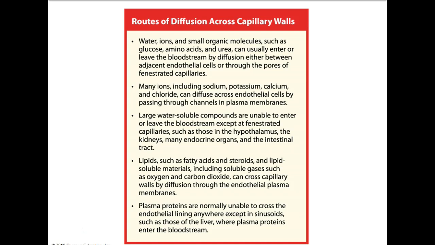Lipids, like the fatty acids and steroids, and lipid-soluble materials like soluble gases, oxygen and CO2, can cross the capillary walls by diffusion through the endothelial cell's plasma membrane fairly easily because the inside of the membrane is hydrophobic, and so are lipids. And plasma proteins are normally unable to cross the endothelial lining except in the sinusoids, like at the liver.